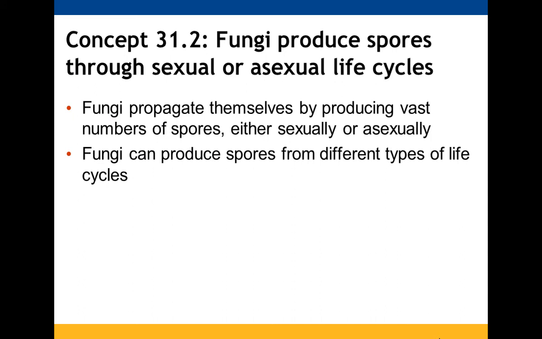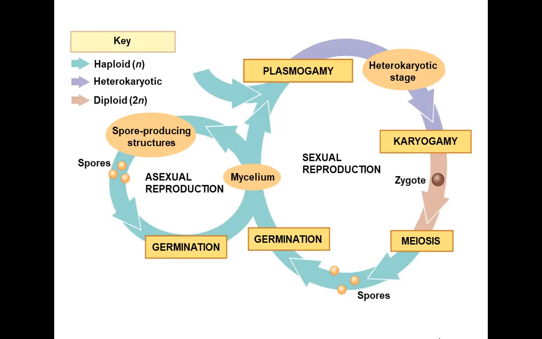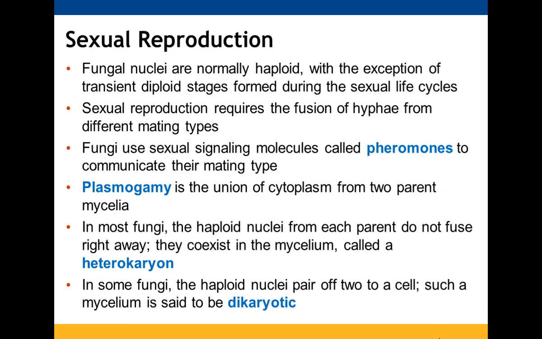So, how are fungi able to reproduce? They can reproduce sexually or asexually by producing lots and lots of spores. And there are many, many different life cycles that we can run into with this. We'll talk briefly about these, but again, I don't want you to be focused so much on them. You see plasmogamy and karyogamy. I'm going to talk to you about what those words are. We definitely have already talked about meiosis and germination, but we'll definitely touch on those other ones.